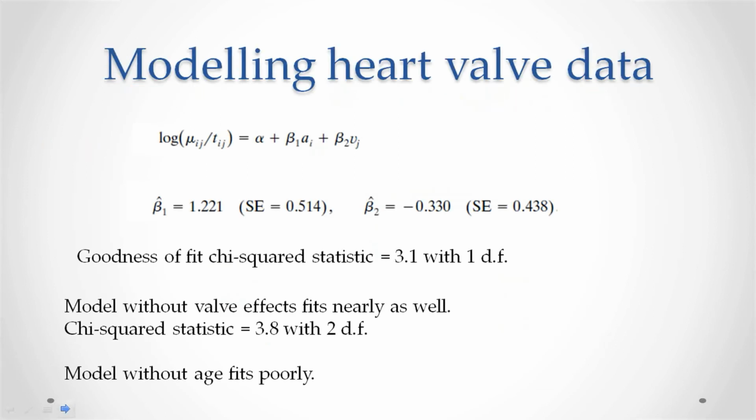So here are the results from fitting this model. Log of mu ij over Tij, where Tij is the time of follow-up, equals alpha plus beta 1 Ai plus beta 2 Vj, these being the two covariates, age and valve type. A is of course a dummy variable, 0 and 1, 0 for the younger age group and 1 for the older age group. And V is a dummy variable for valve type, with 0 for aortic and 1 for mitral.